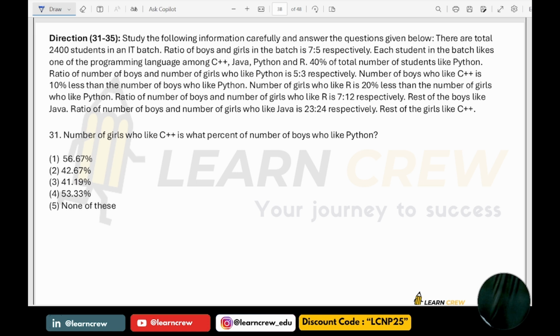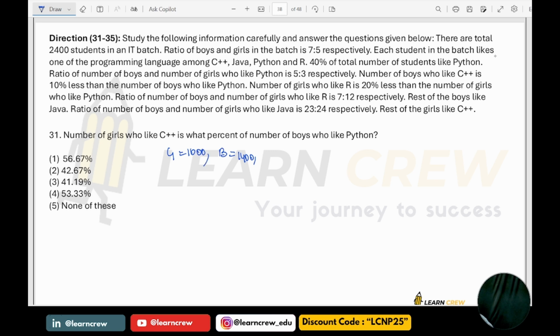Please see here. There are a total of 2,400 students in an IT batch. The ratio of boys to girls is 7:5. So 12 parts is 2,400. Each part is 200. So 7 parts, boys, are 1,400 and girls are 1,000.